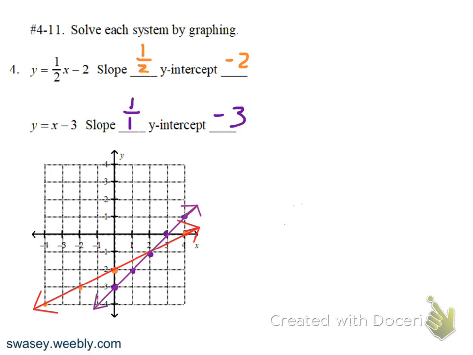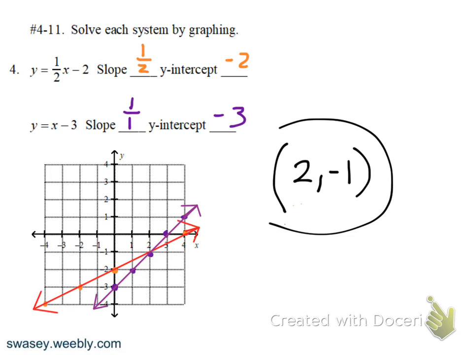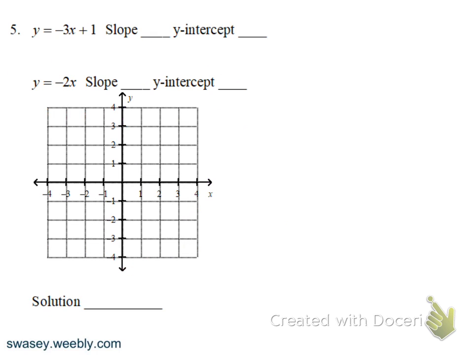So these intersect at the point 2, -1. So that's our solution. Alright, next we have a slope of -3 as a fraction, -3 over 1. Y-intercept's 1. So plot a point at 1 and then go down 3 to the right 1. You could also go up 3 to the left 1. And then we'll connect those.